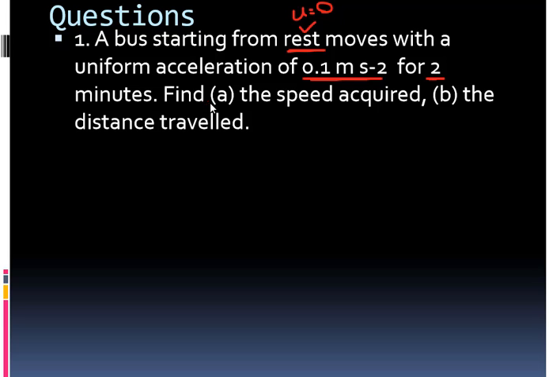So here we need to find out two things. First one is the speed acquired. What is the speed acquired by the bus? Second, the distance traveled. What is the distance? So first we need to write down the given data here.